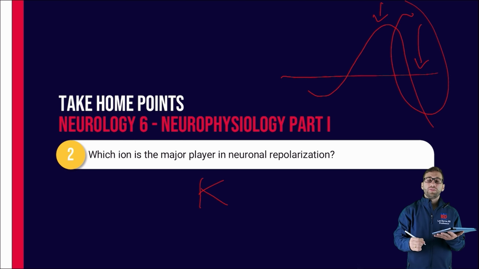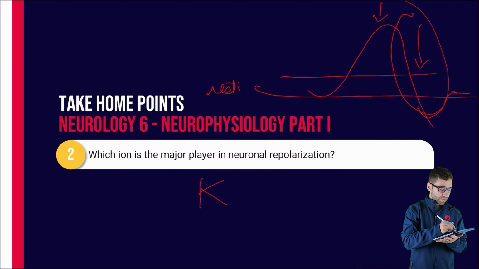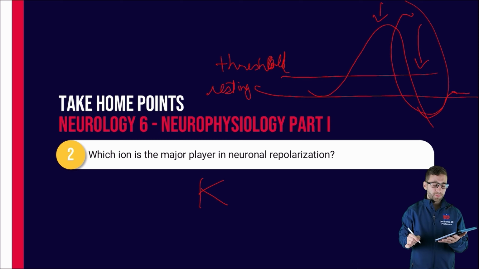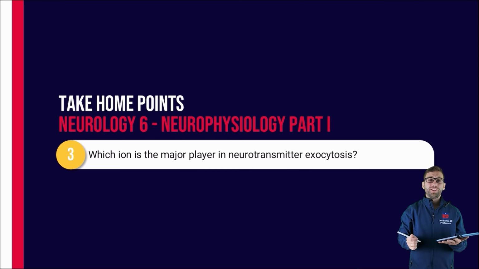The rapid outflow of potassium restores the negative charge inside the neuron, completing the repolarization phase. That's the resting membrane potential, and that's the threshold for the action potential. Our final question is, which ion is a major player in neurotransmitter exocytosis? The answer for that is calcium.